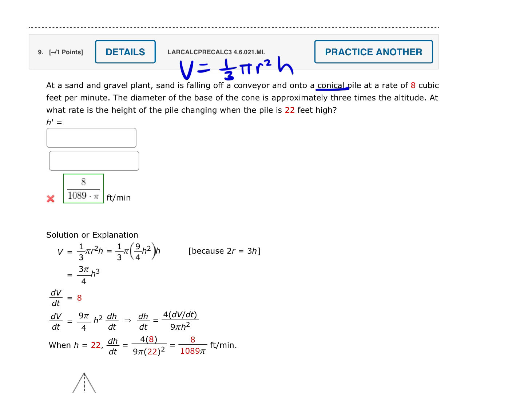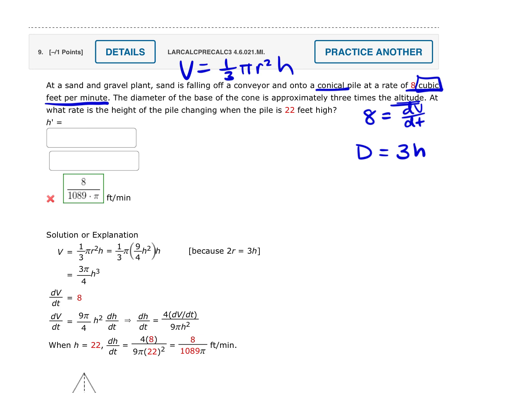Sand is falling off the conveyor onto the conical pile at a rate of 8 cubic feet per minute. So what would 8 be? Perfect. dV over dt. One of our clues is that it said cubic. So it's talking about how the volume changes. The diameter of the base of the cone is approximately 3 times the height. It says altitude, but altitude is the height. So D is equal to 3 times H.